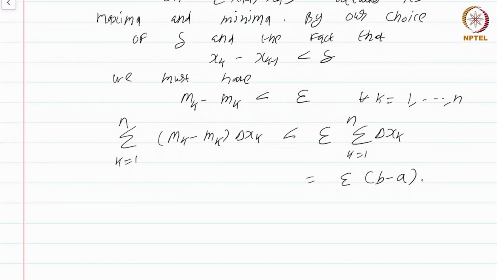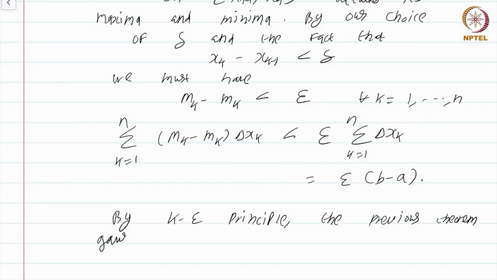Now what we have shown is, given any epsilon, we can find a partition P epsilon such that U(f, P epsilon) minus L(f, P epsilon) is less than epsilon times b minus a. By the epsilon principle, the previous criterion, the previous theorem, guarantees that f is integrable. Okay, so this completes the proof.